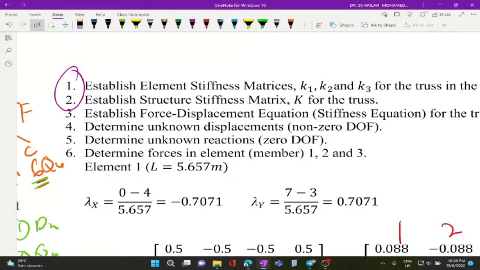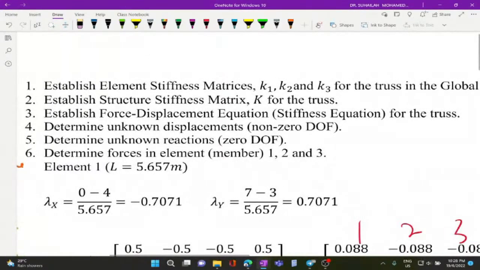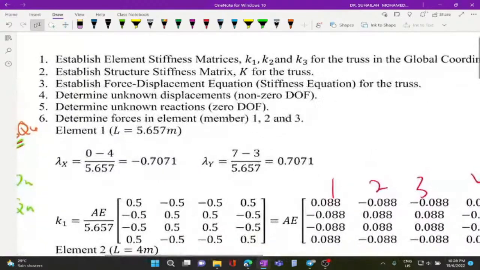Now we are going to move to the third part of the analysis, where after we have established the structure stiffness matrix, we will use it to determine the unknowns. The first unknown we need to determine is the displacement, and then the reaction at the support. So let's go through the question first again.